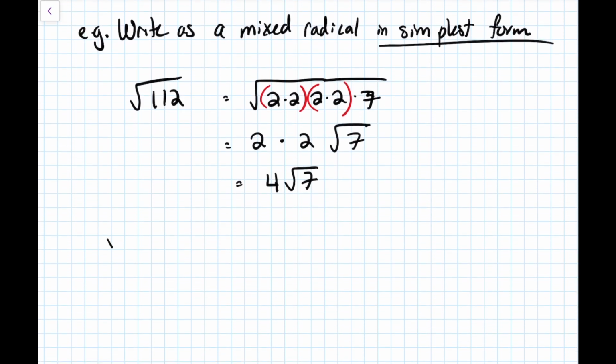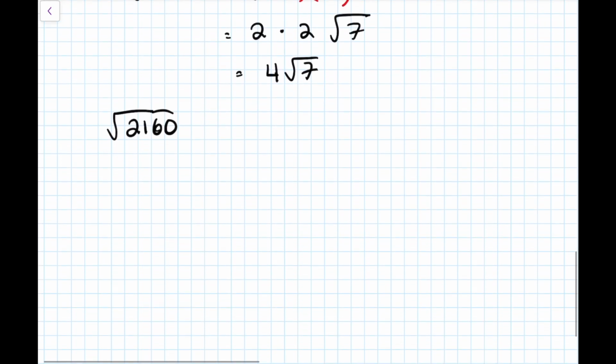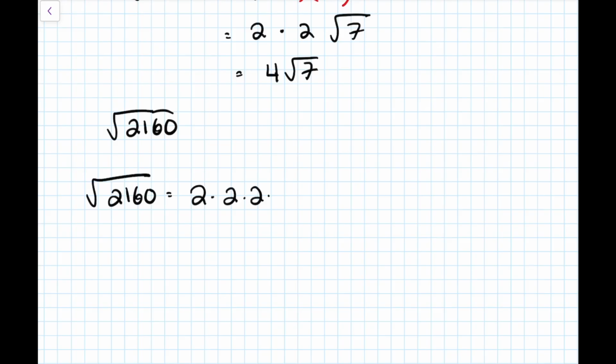All right, so try this next one for yourself. So the root of 2160. So try to simplify this, pull as much stuff out as you can. So when you do your prime factorization, 2160, which is a much bigger number than some of the other ones we've seen, is going to break down into 4 2s, 3 3s, and a 5.